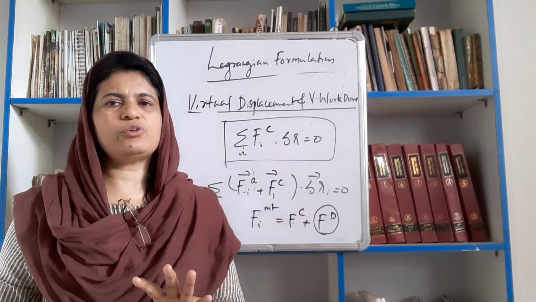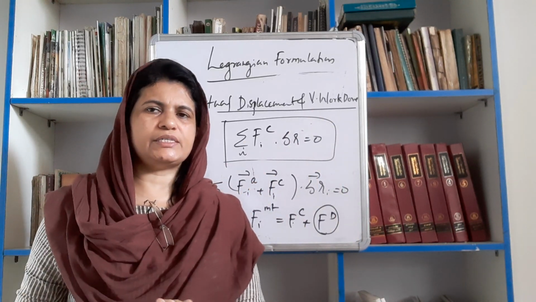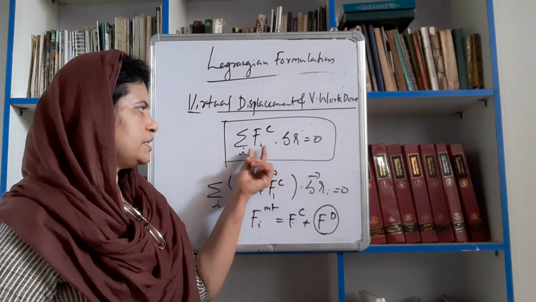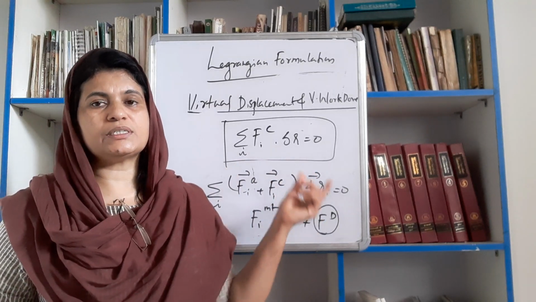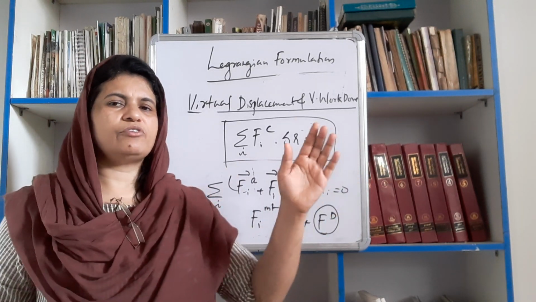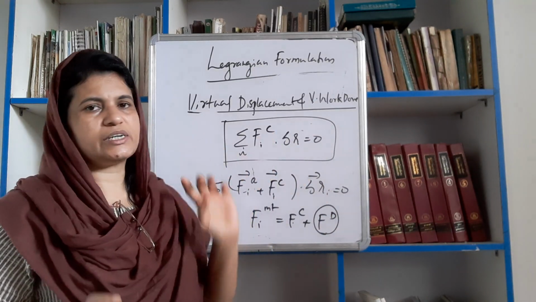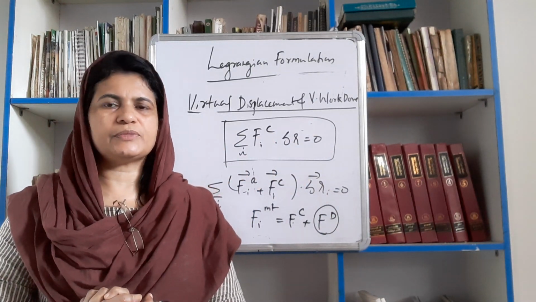In the case of Lagrangian formulation, we are using work done or energy. In the case of Newtonian mechanics, we are using force. Here there is a constrained force, there is a complicated force, but in the case of Lagrangian formulation, we are using the work done or energy. There is no energy because of the constrained motion. You got it? I think you got it.